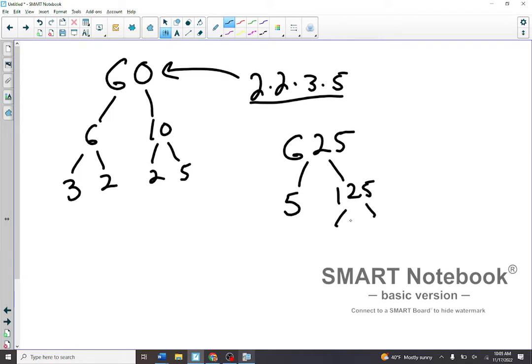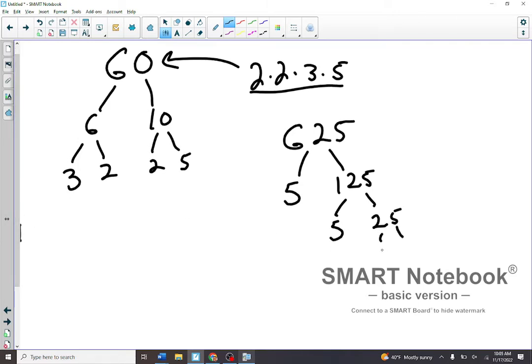Let's keep going. 125 is also divisible by 5. So 5 and 25. And 25 is also divisible by 5. 5 and 5. So this is 5 times 5 times 5 times 5. If you wanted shorthand, 5 to the 4th power. Also, up here, you could do a shorthand: 2 to the 2nd power times 3 times 5. Not necessary for me, but that's a shorthand version. Isn't there also like a 25? 25 breaks down to 5 and 5.